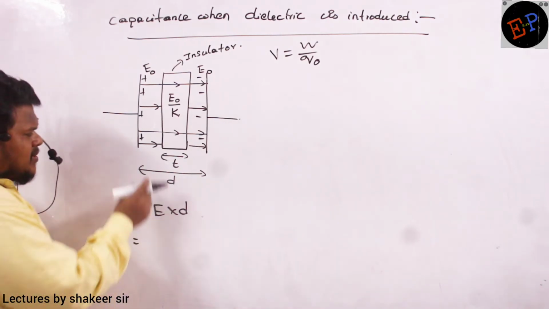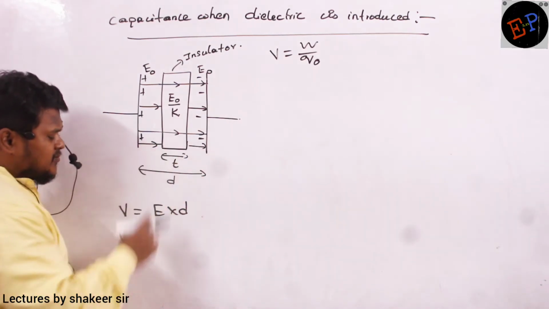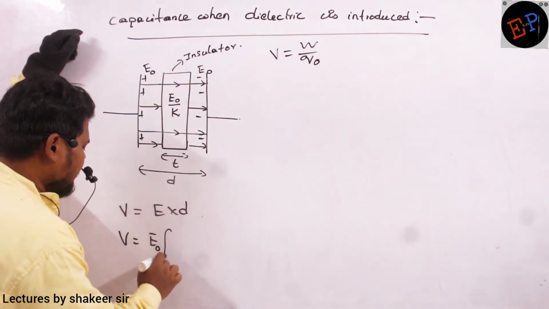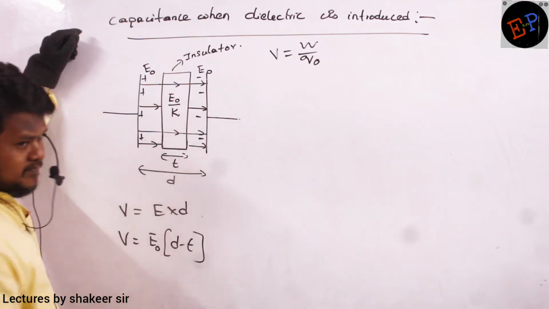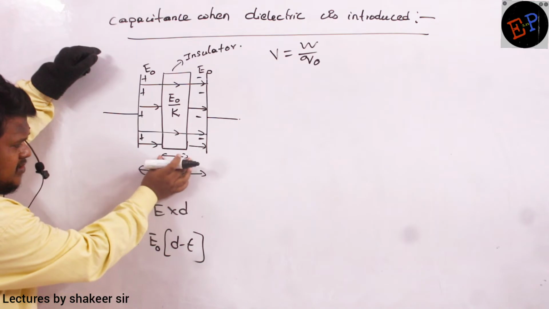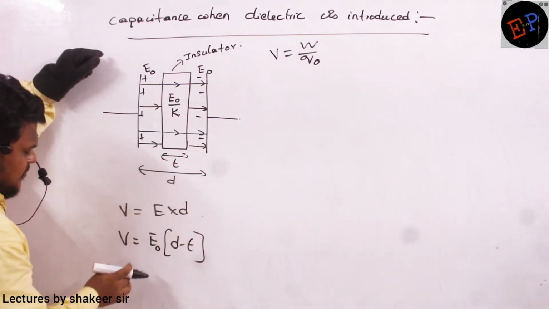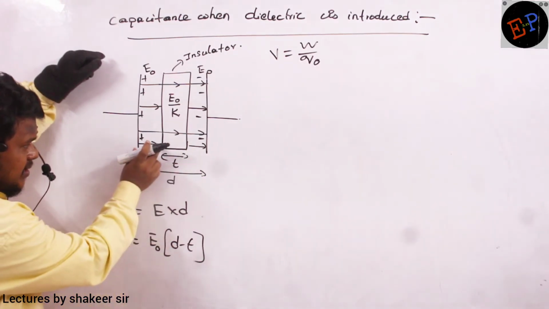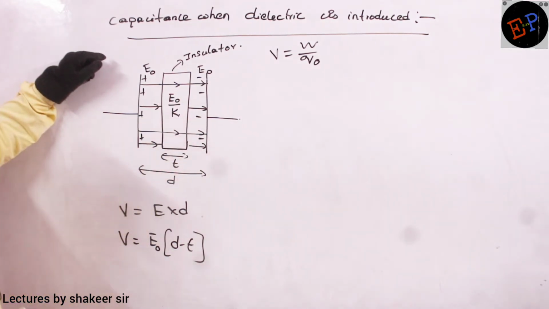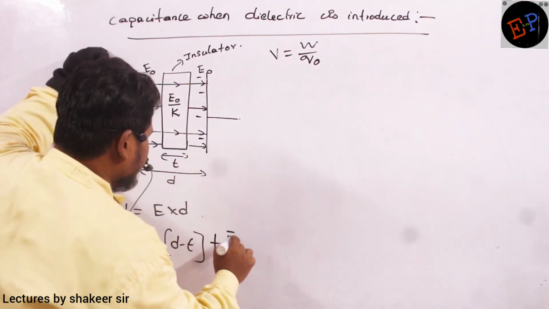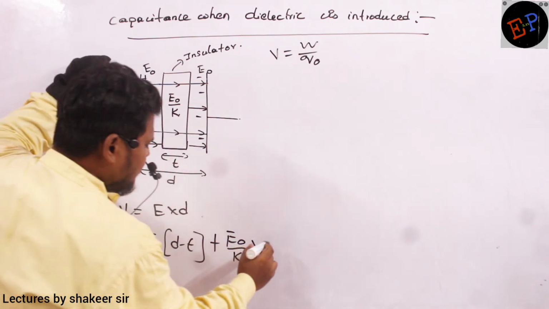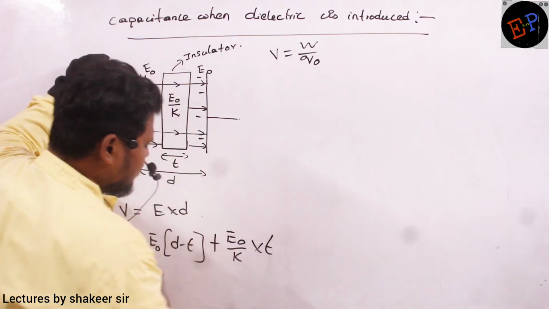See, in between the gaps, potential difference is E naught multiplied by D minus T. The total distance is D, and the gaps are D minus T. So this is the potential difference in the gaps. Now what is the potential difference inside the dielectric? That is E naught by K multiplied by the distance, which is T only. So this is how I can calculate the total potential difference.